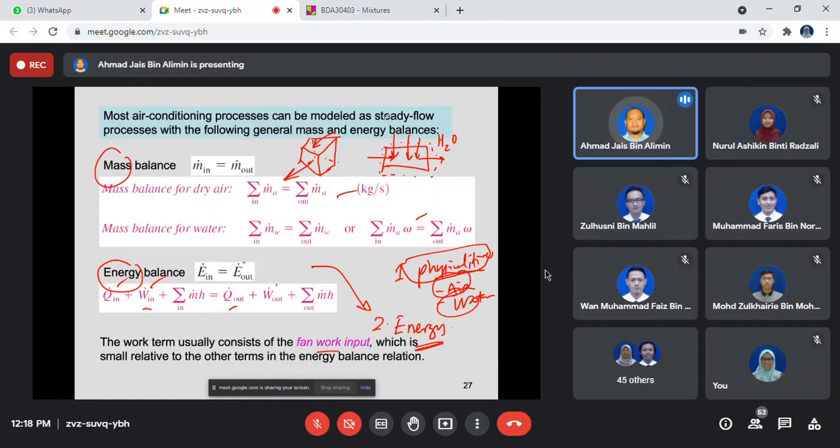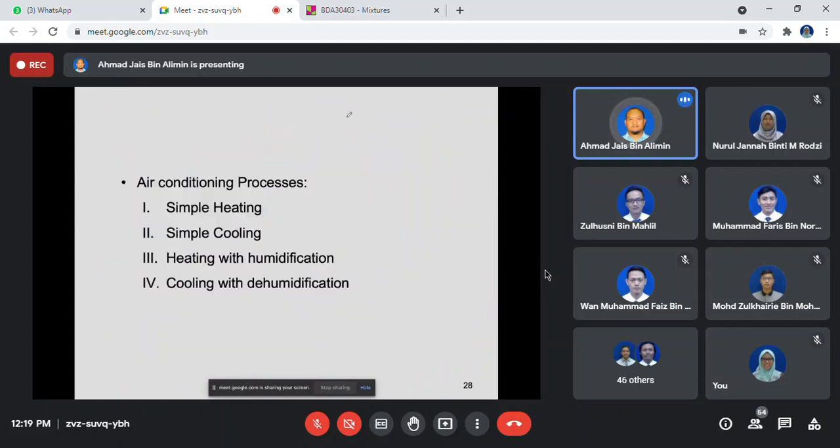Okay, so that's why from thermodynamics one, you are always talking about the boundary condition. You're talking about whether it is an open system or a closed system, and then we always talk about how much mass is entering and how much mass is exiting or escaping from that particular volume. In air conditioning processes, we're talking about four basic processes: simple heating, simple cooling.